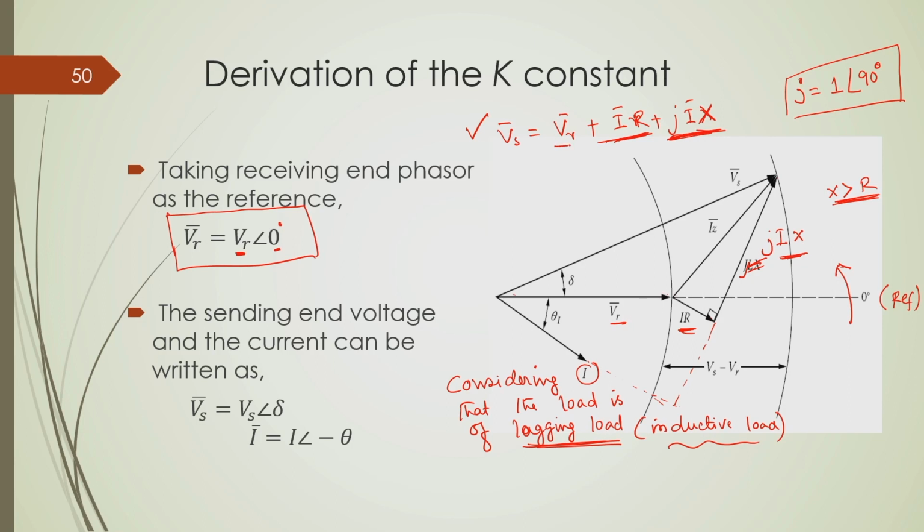Now, we got these three phasor quantities: one is Vr, one is IR, and one is jIx. If you add these three, whatever you get will represent Vs, that is the substation voltage or source voltage. So, this gives us the phasor relationship, and this Vs will be at a certain angle with respect to the reference phasor Vr, and this angle is considered to be delta. And this is not theta I, this should be theta only. So, I is lagging with respect to Vr at an angle theta.